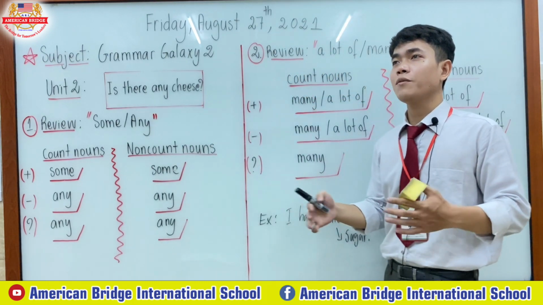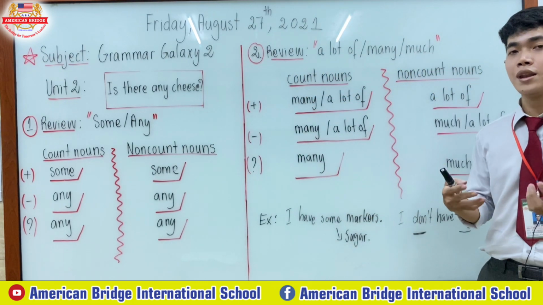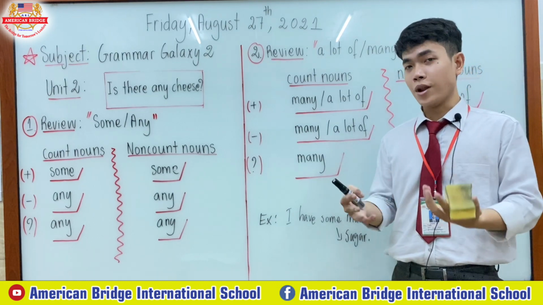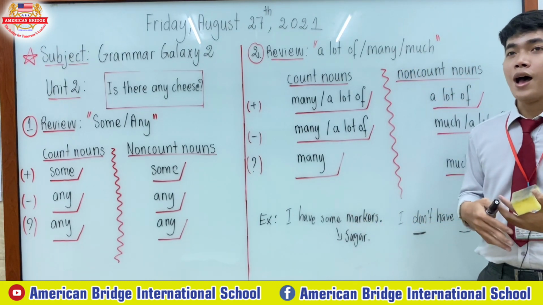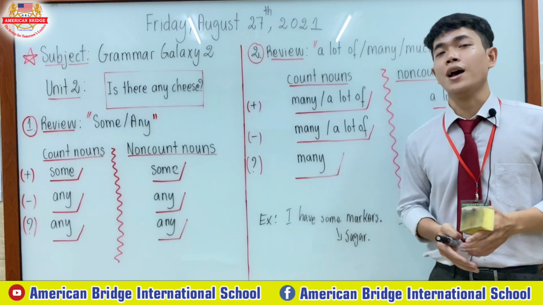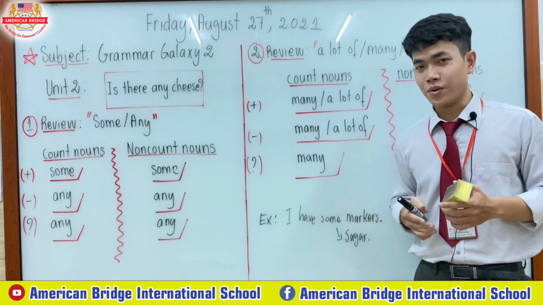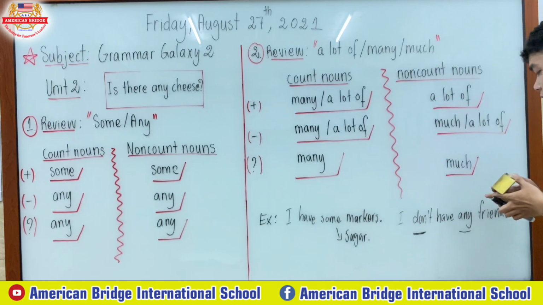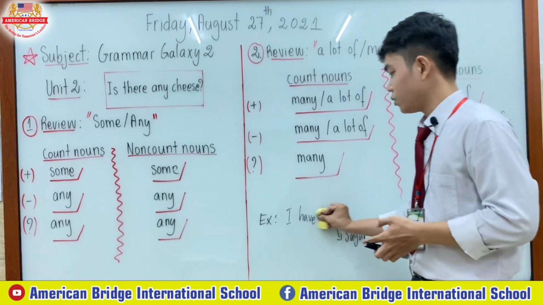For example, if you don't want to use it with a non-count noun, but you want to use it with a count noun, you can say, are there any students in class? Students are the count noun. Very good. Okay, everyone, now let's move on to the review 2.